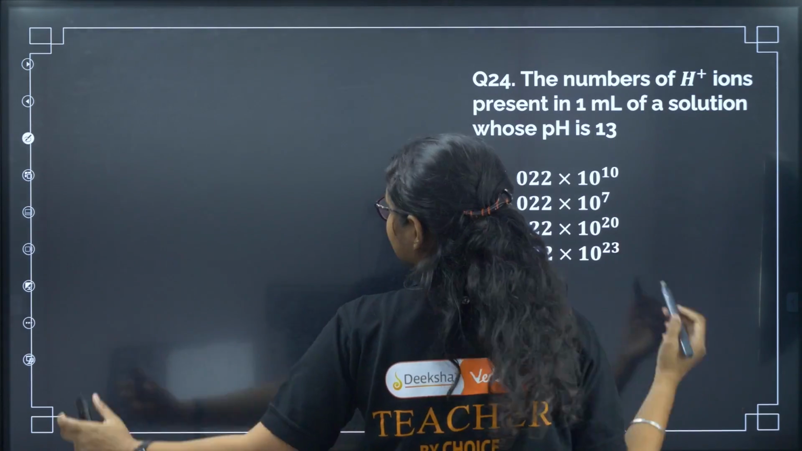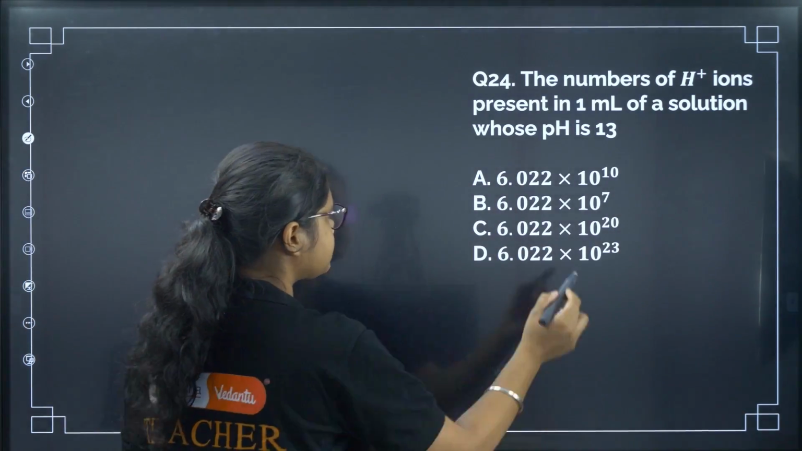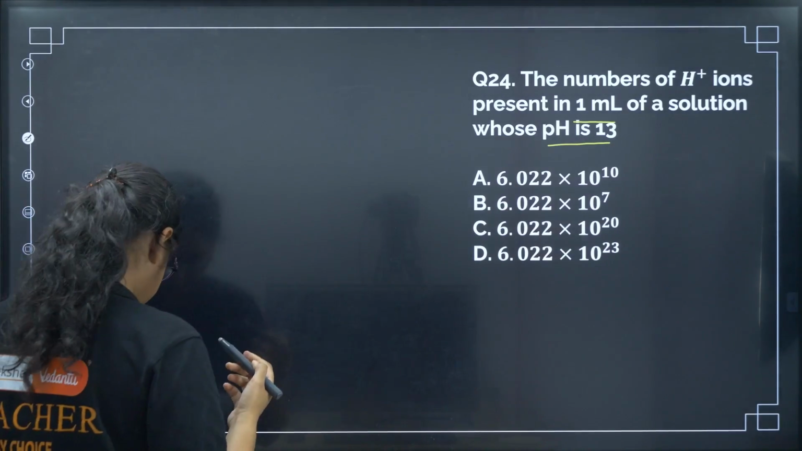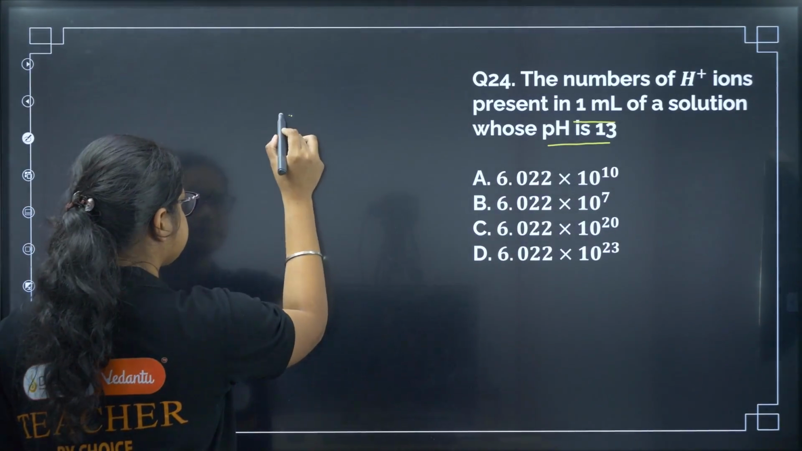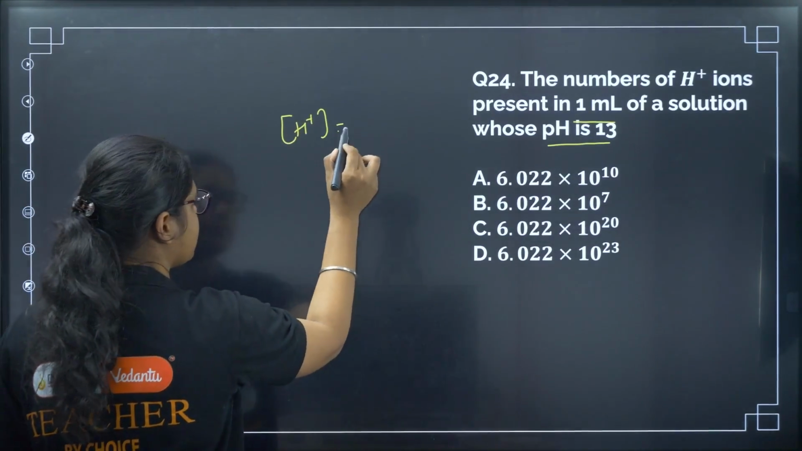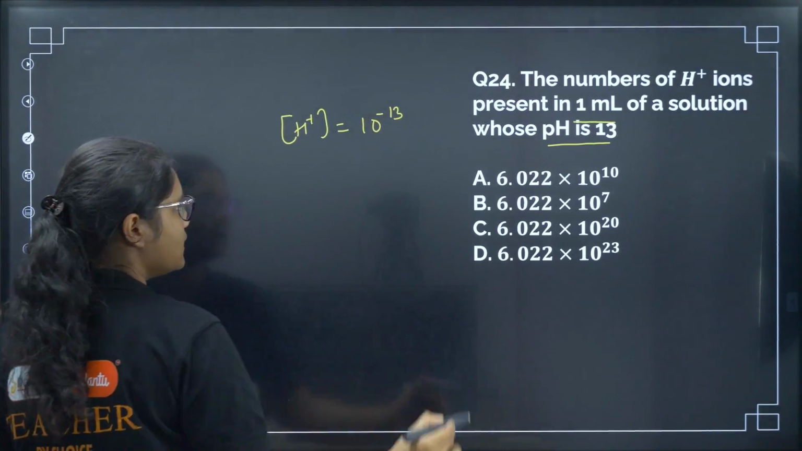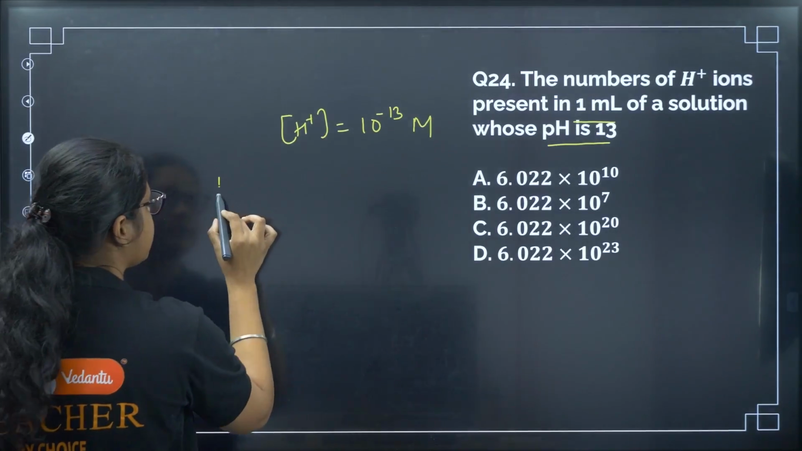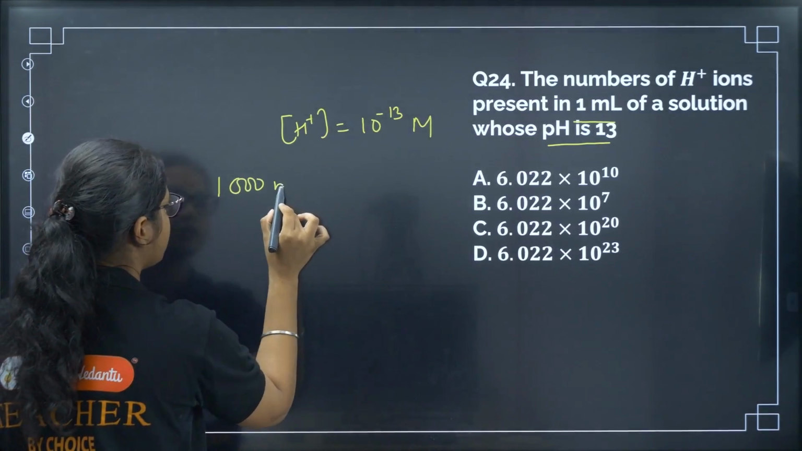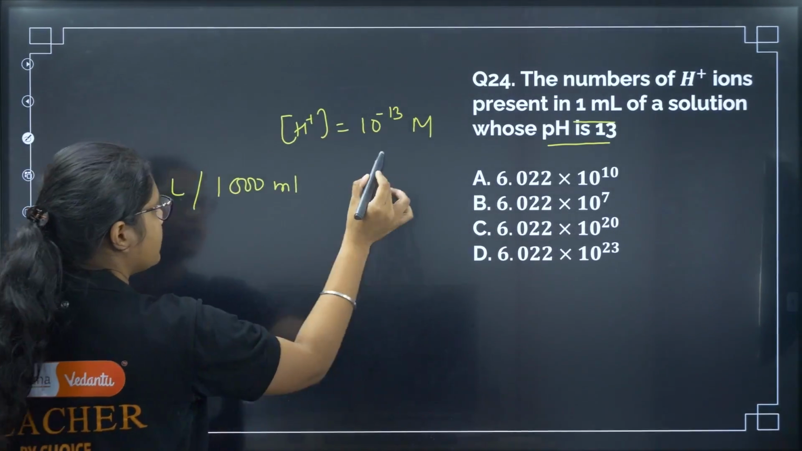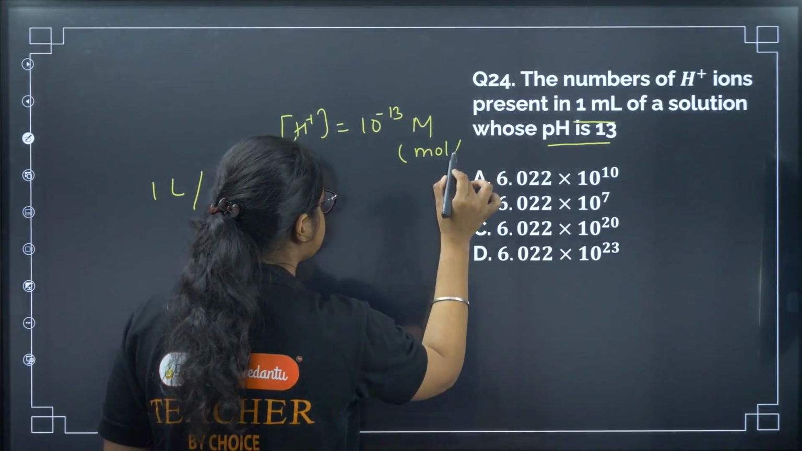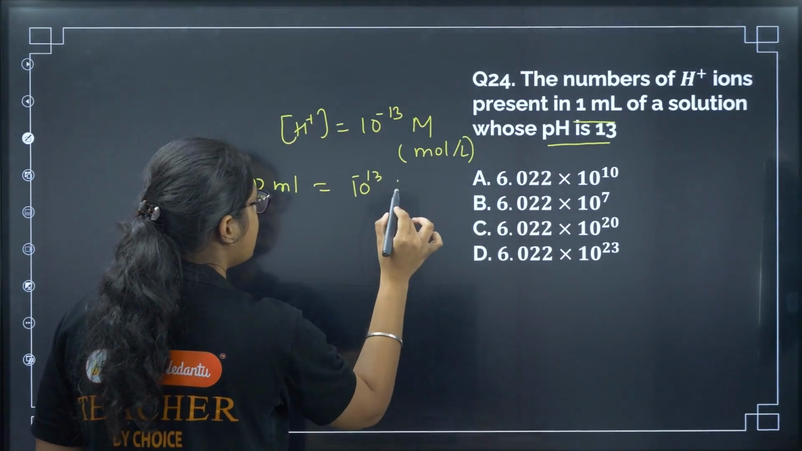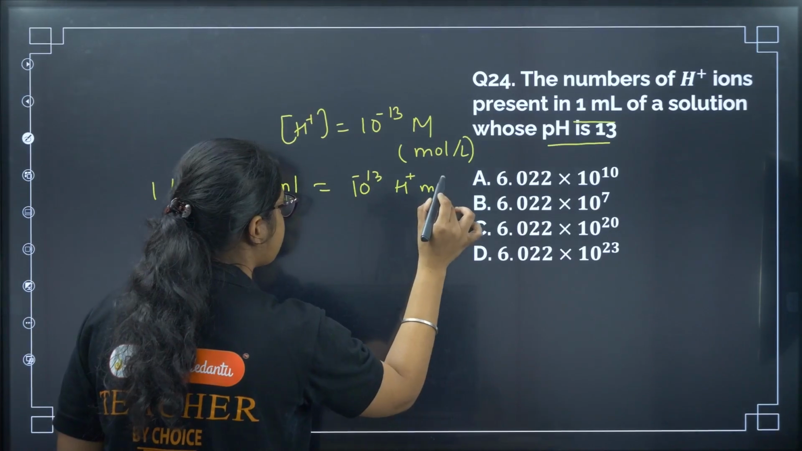The number of H plus ions present in 1 ml of a solution of pH 13. So pH is 13 means H plus concentration will be equal to 10 to the power of minus 13, right? Now 10 to the power of minus 13 molar. So what does that mean? We can say in 1000 ml, or that is 1 liter, molarity is what? Moles per liter. So in 1 liter, there is 10 to the power of minus 13 H plus moles, right?